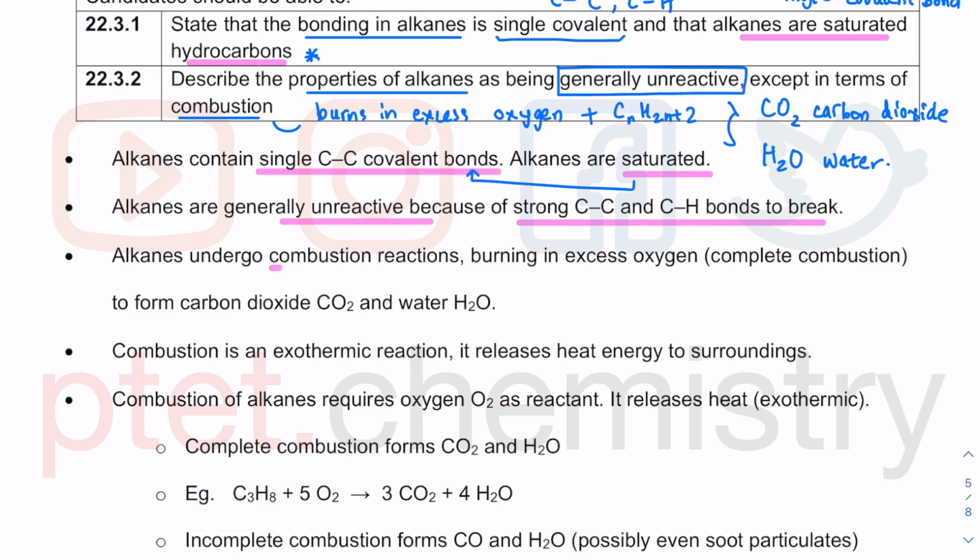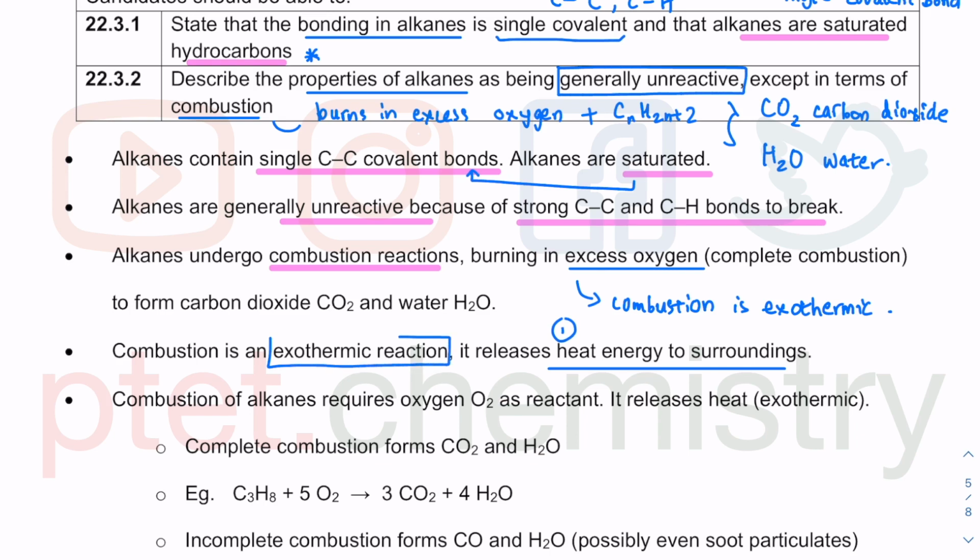But alkanes do undergo combustion reaction. As I said, if you have excess oxygen, then you will burn in excess oxygen. One thing we know is combustion is always exothermic. Combustion always releases heat energy to the surrounding. The definition of exothermic reaction was from year 10, energy changes topic. So this is energy changes in a chemical reaction.